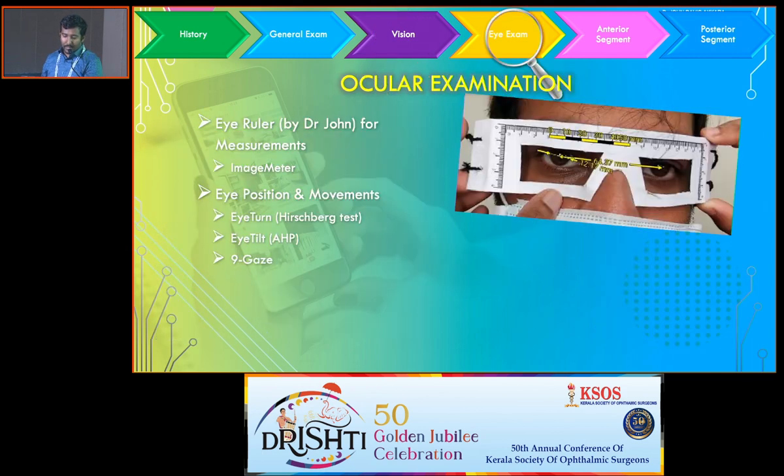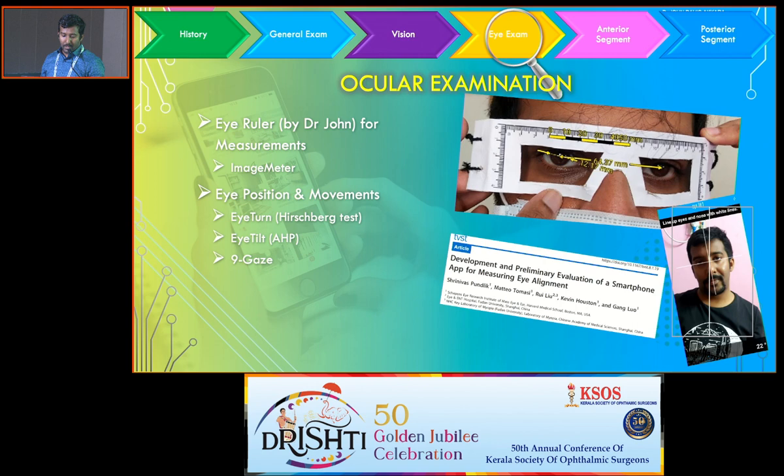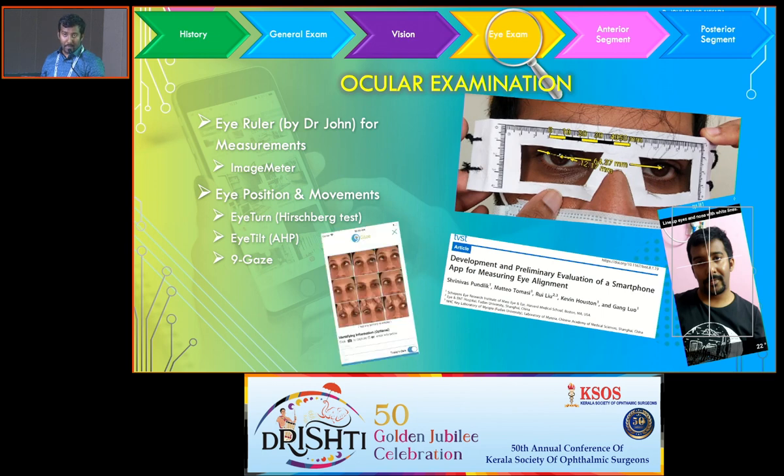Ocular examination, you can do all measurements using an app called Image Meter, in which you have to have something of known size, and you mark that reference marking on the app. Everything else you mark, you can measure automatically, including areas, angles, lengths. Eye position and movements. Eye Turn can be used to look at the eye turning. Eye Tilt for abnormal head posture, and 9-Gaze app for taking 9-gaze photographs.